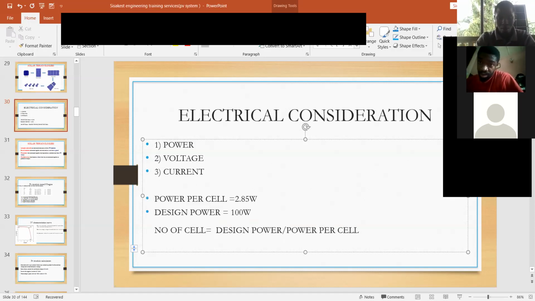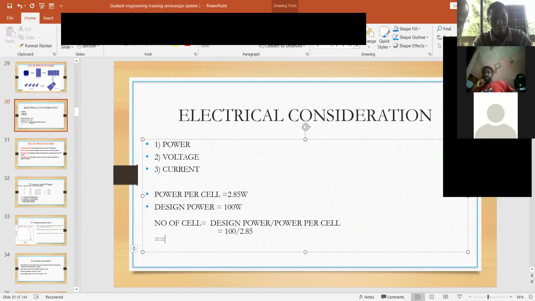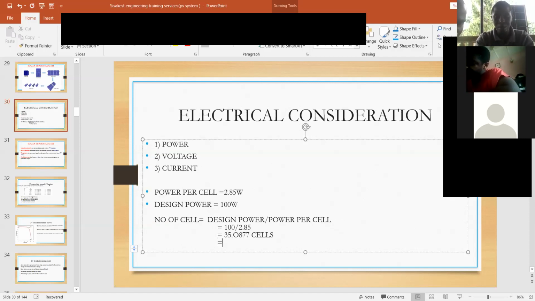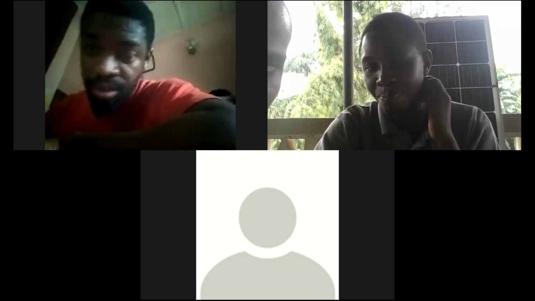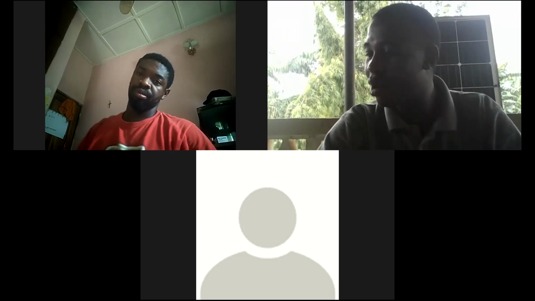I hope we understand. This would be 100 divided by 2.85, which equals 35.087. Our unit now is cells. It is better that we say we are going to use 36 cells. I'm switching to another camera now, just to show us that this panel in front of me has 36 cells.